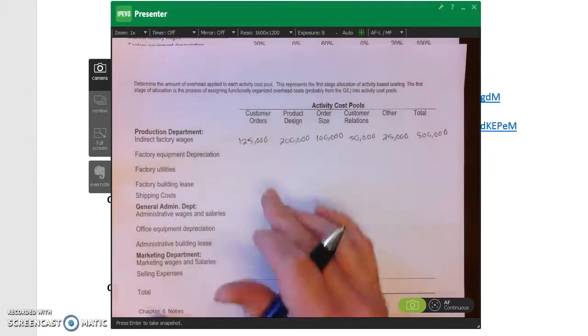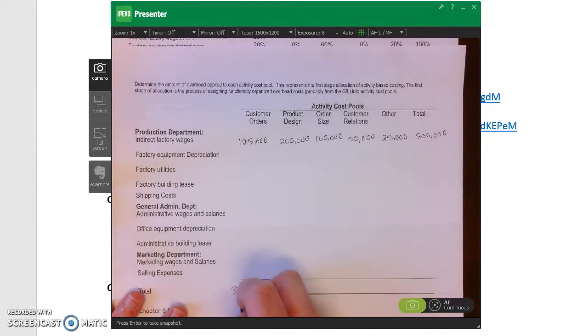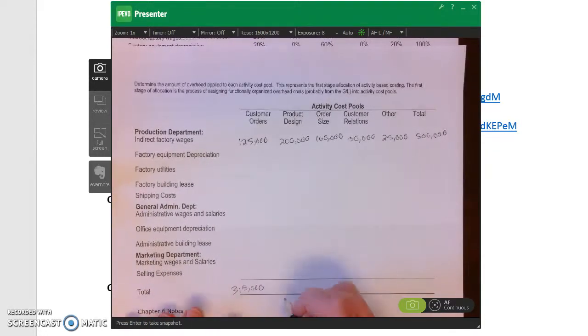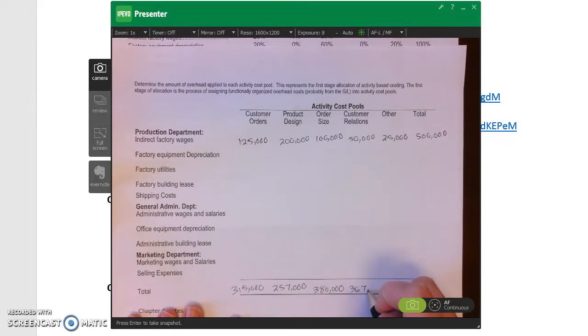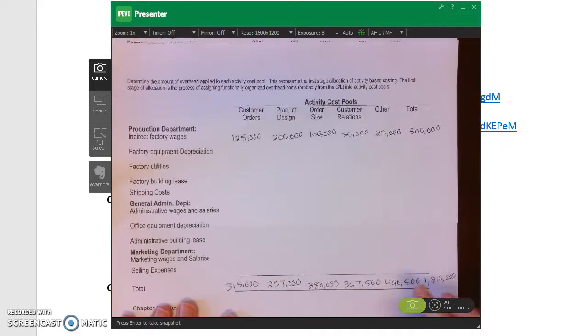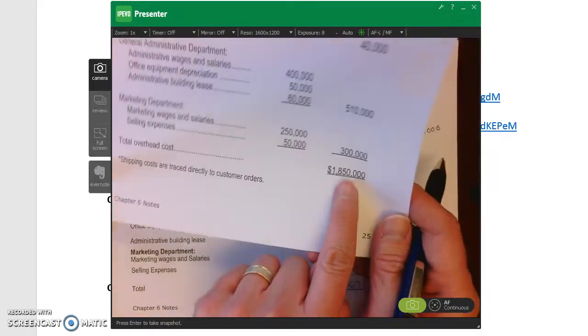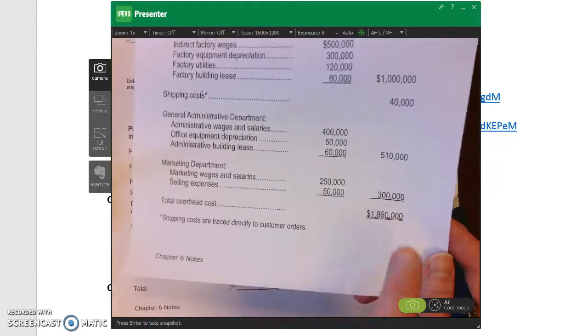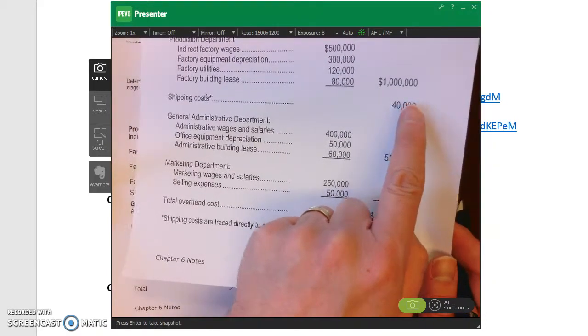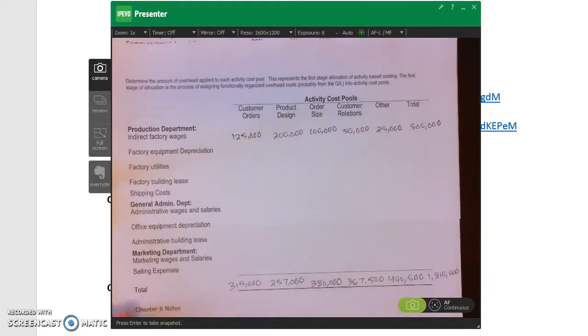So when you do that, when you add down, you would have our $315,000 for customer orders, $257,000 for product design, $380,000 for order size. We come over here, $367,500 for customer relations, $490,500 for other, and then we get our $1,810,000, which would be our total right over there. And you can see that's $40,000 less than the total overhead. And the reason for that is because we're going to directly trace the shipping costs, okay?